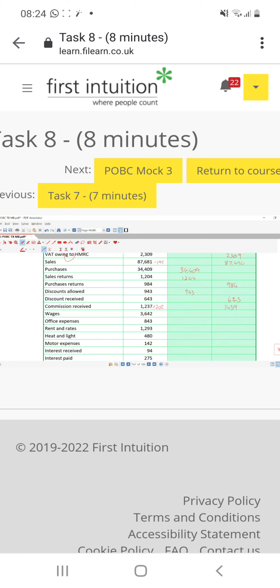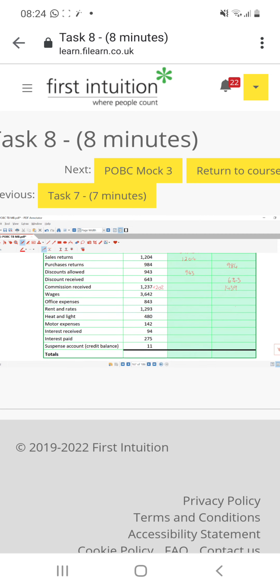So really, really good. And all that they do subsequent to this is give us our expenses for wages, office expenses, rent and rates, light and heat, motor. These are all just types of expense, and so therefore will all be debits in our accounts. Even down to our interest paid, just again a type of expense. Whereas our interest received, we know, again, is a form of income, so will be a credit balance.